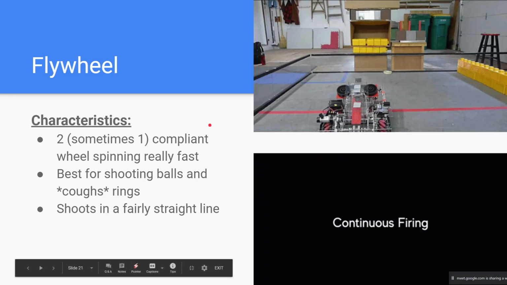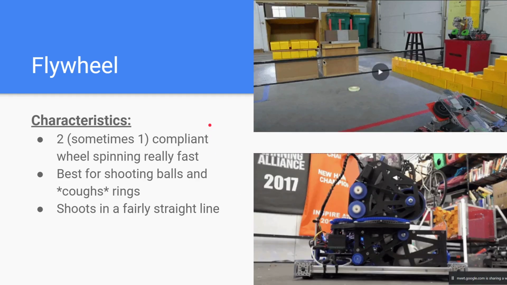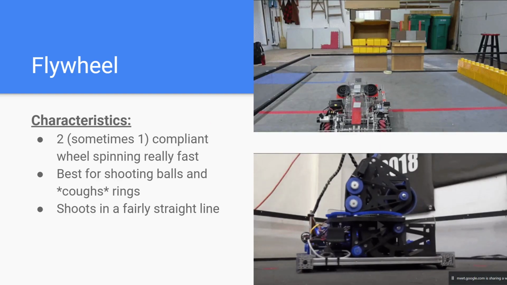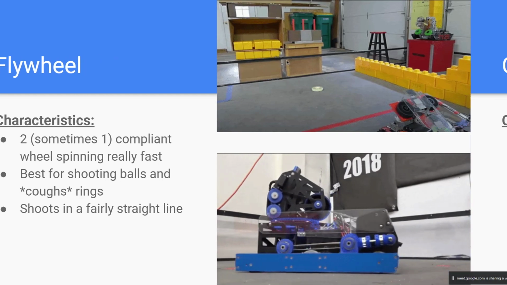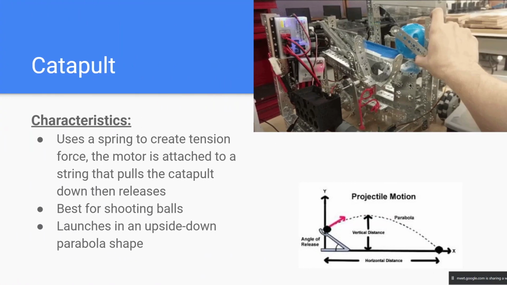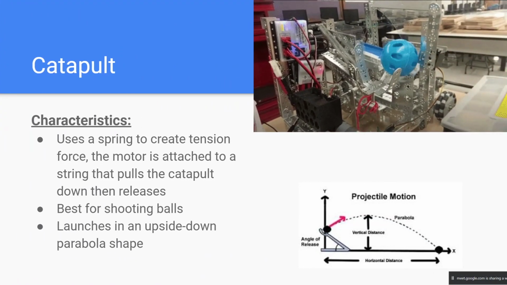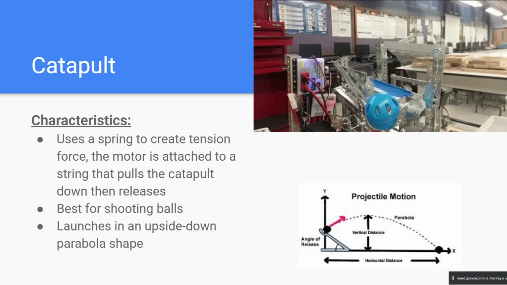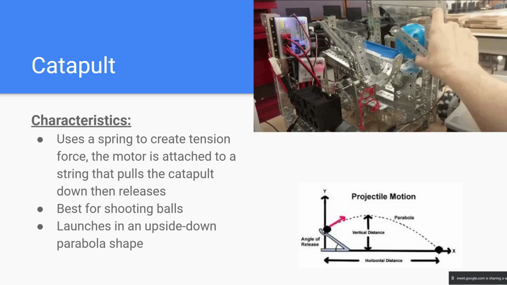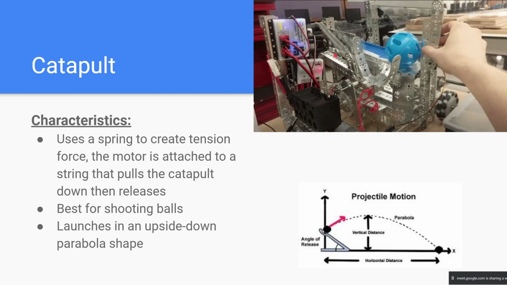I like it. Anyways, yeah, that's pretty much it for flywheels. Pretty simple. Just two wheels spinning really fast and just shoots things. So yeah. Alright, catapult. So the catapult's kind of different, or it's very different. I think it takes up a lot more space, as you can see.